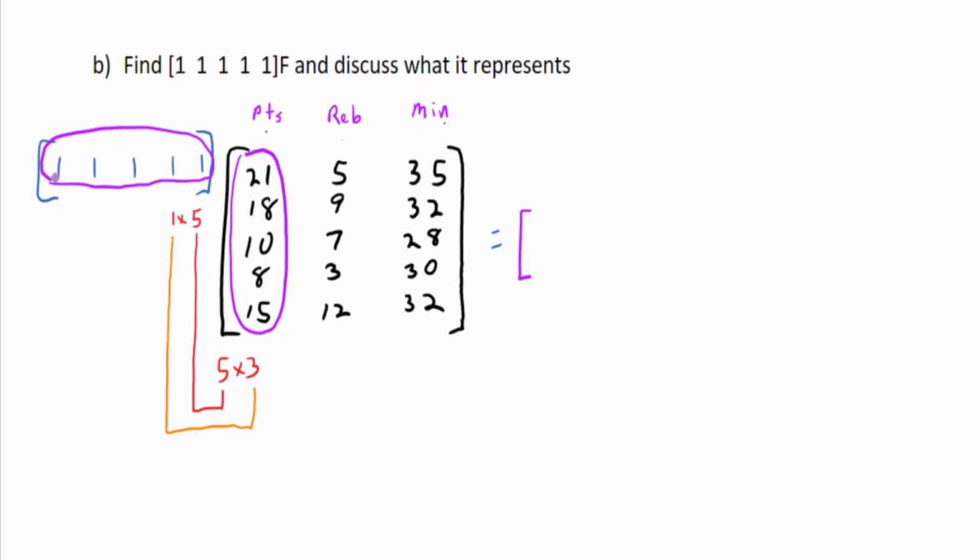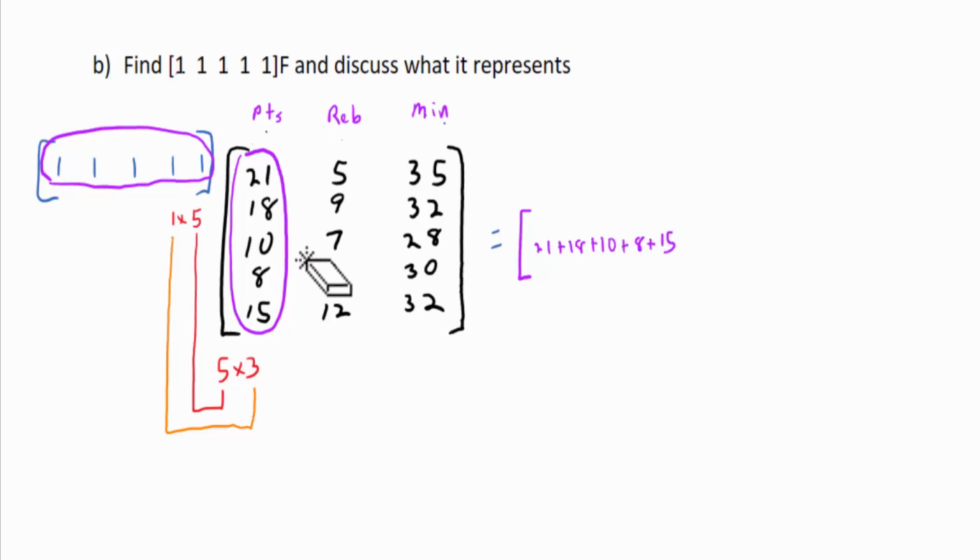Matrix multiplication wise, you would take what plus what plus what plus what plus what? Yeah. Essentially, by multiplying a row with all ones times the first column, that's just going to have the effect of adding all the entries in the first column. Did everybody see that? Yeah. So you get 21 plus 18 plus 10 plus 8 plus 15.